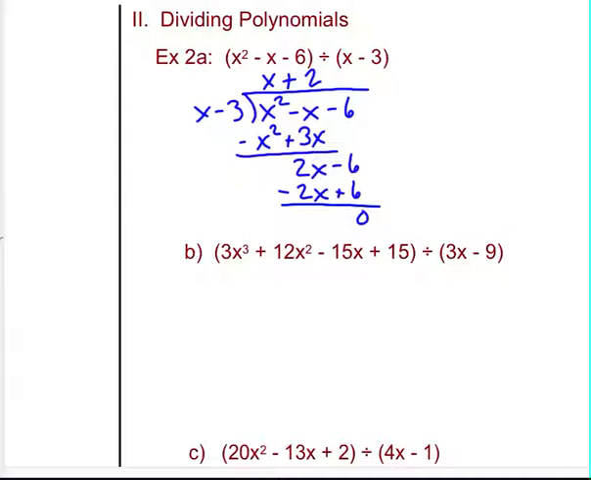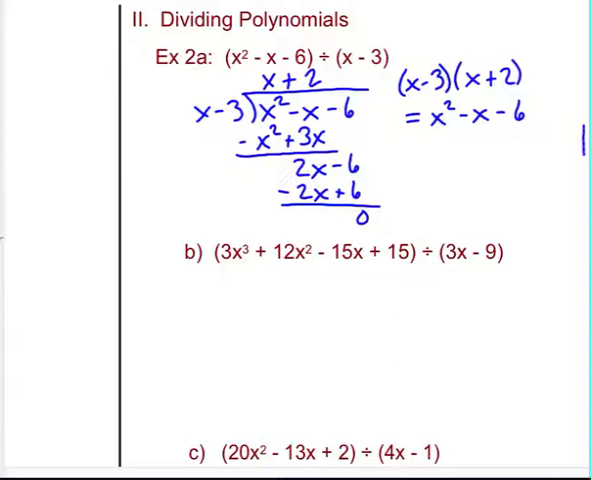So thinking about what this means when we divide is that x minus 3 times that answer we got, x plus 2, equals our original question, x squared minus x minus 6. So that's what we're doing when we're dividing polynomials, is we're really factoring.